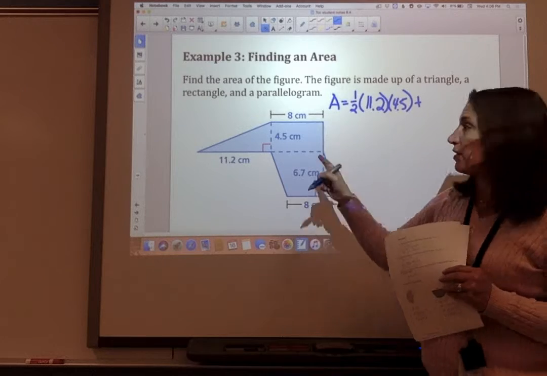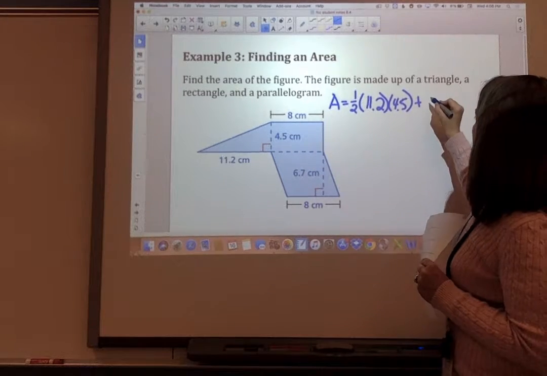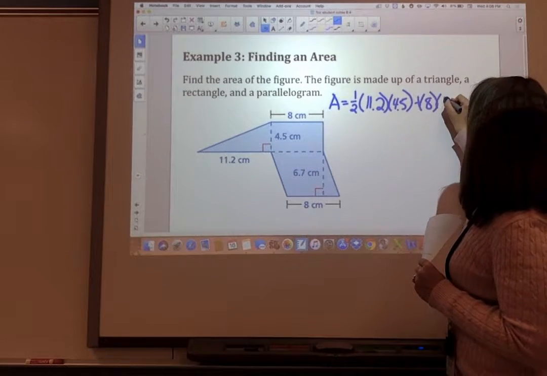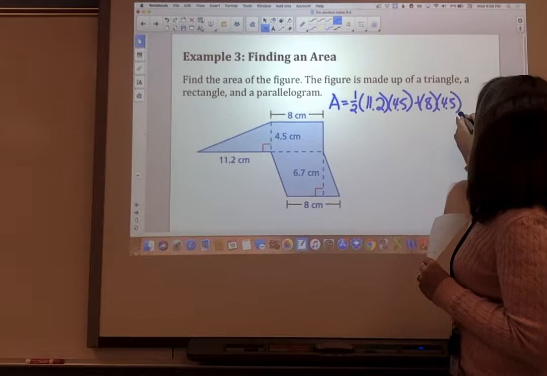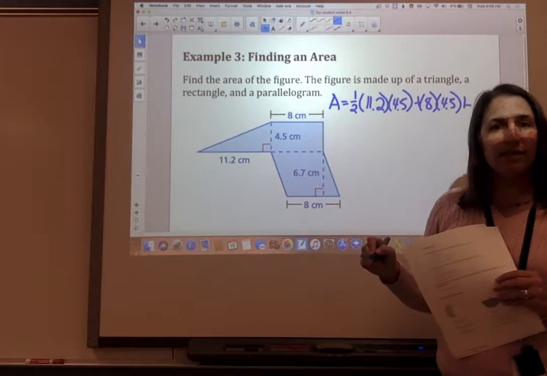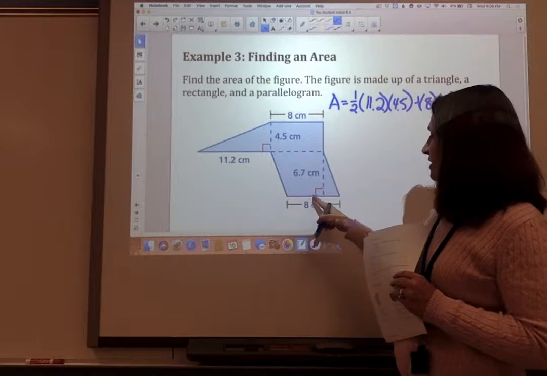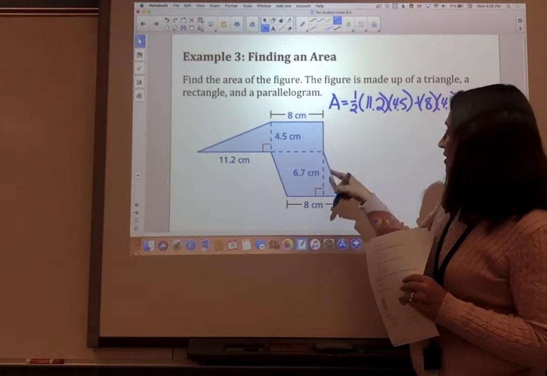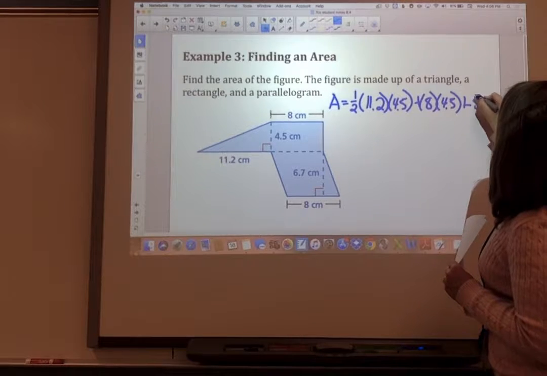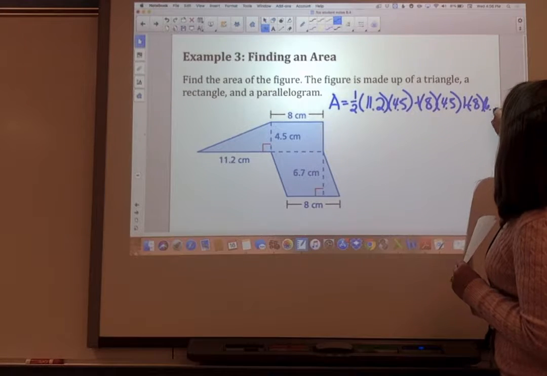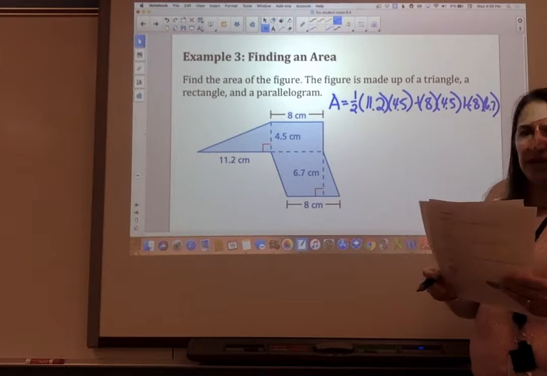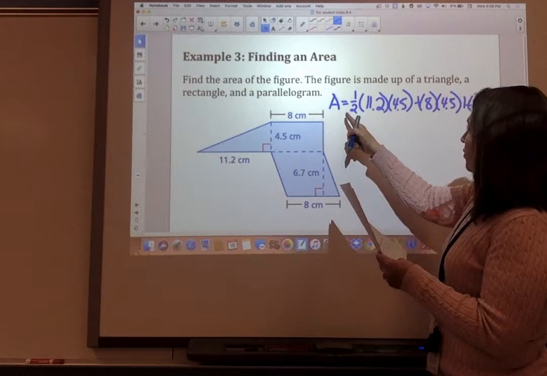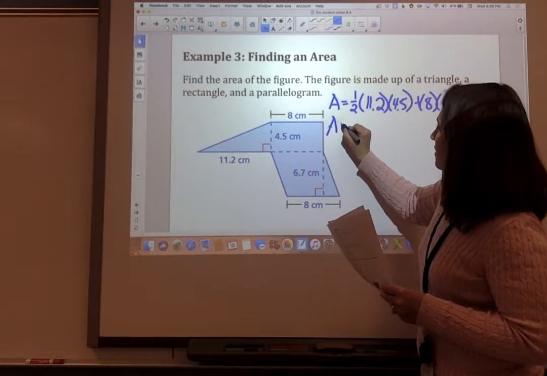Plus, our rectangle will be 8 times 4.5. Plus, our parallelogram is the base times the perpendicular height, so that's 8 times 6.7. Barely fit it in there. Okay, so we'll go ahead and simplify each of these.